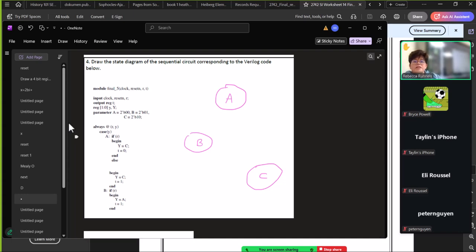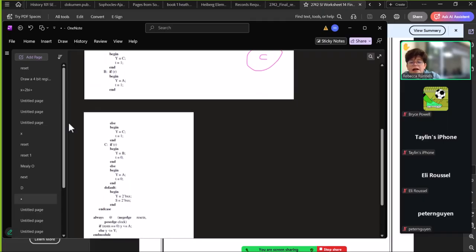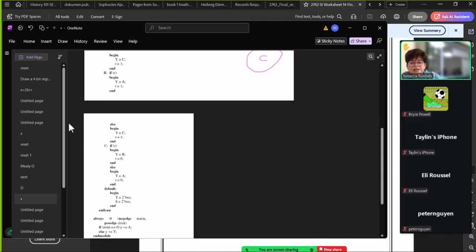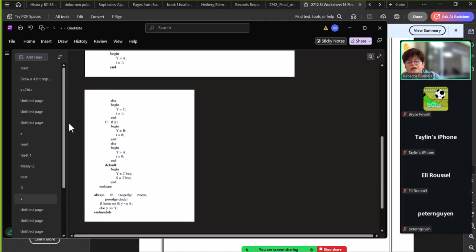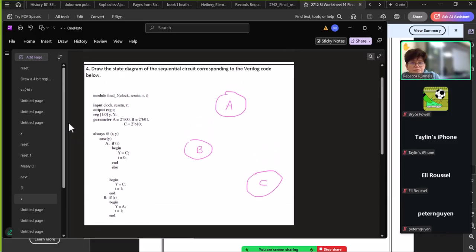All right, so draw the state diagram of the sequential circuit corresponding to the Verilog code. What you want to look at is my always block, and that'll tell me what my states are. I have A, B, and C. Usually if I have a reset, it'll be in the second always block, and there is one here, so my reset is going to be A. You find the line that says if reset does something. So this is Mealy.